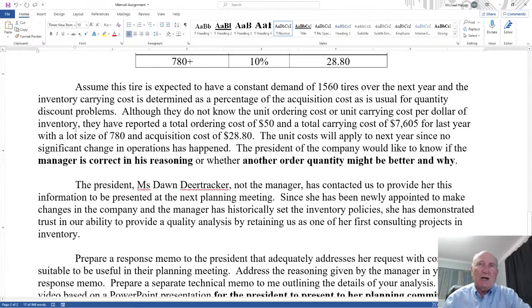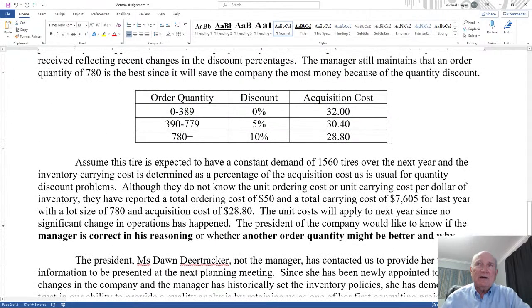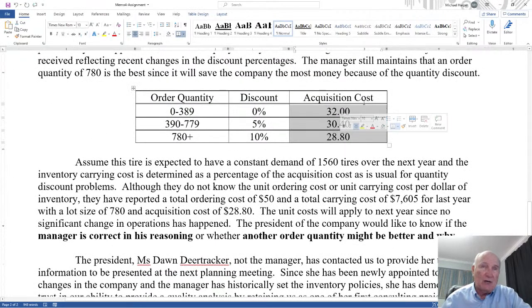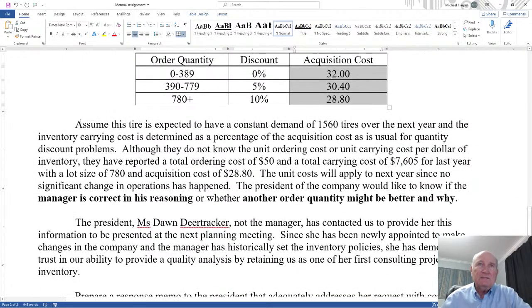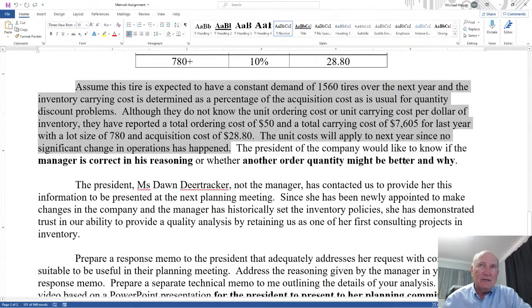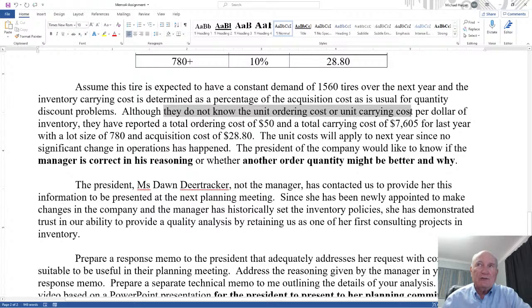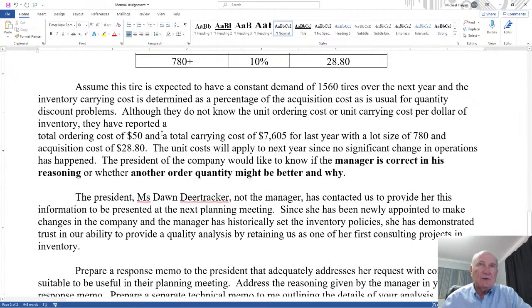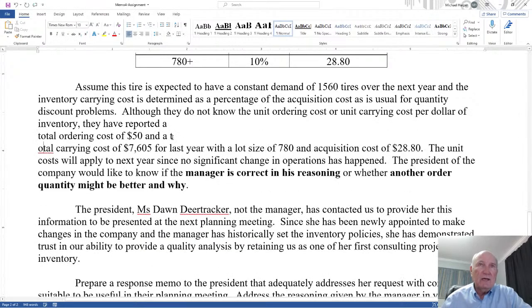Okay, let's work the problem. First of all, here are the discounted acquisition cost or item cost, same thing. Now this paragraph here tells us the actual unit cost that we need, but they're not given. They do not know the unit ordering cost or unit carrying cost per dollar, but they give us the total cost. And so let's break this down, the total ordering cost and total carrying cost.